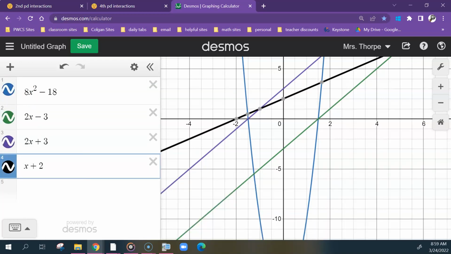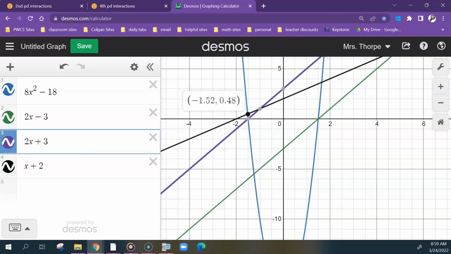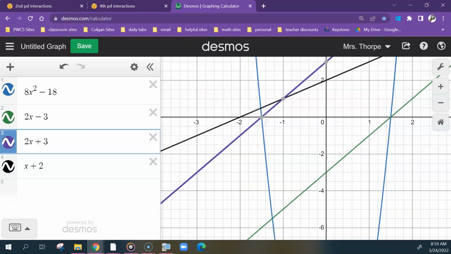So what's different about these is that these two both hit the original at the x-axis. That's how you know those are correct. This one does not. So if it goes through these points, then it is a factor.